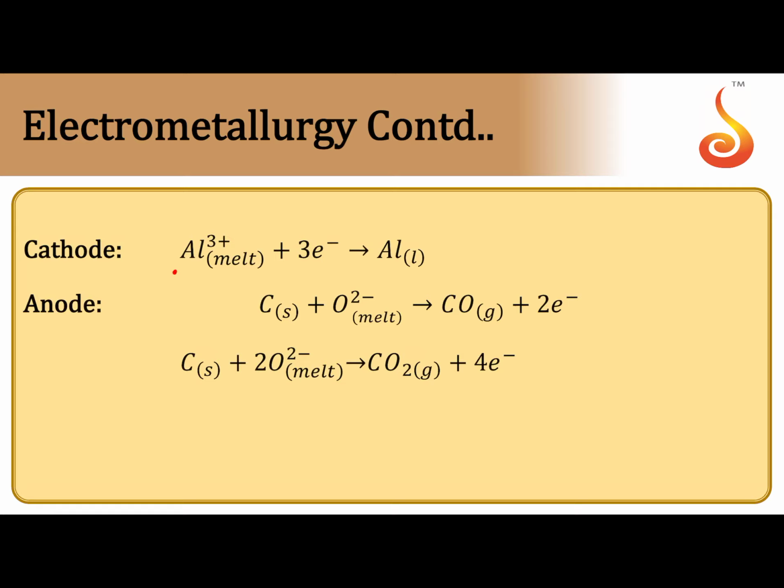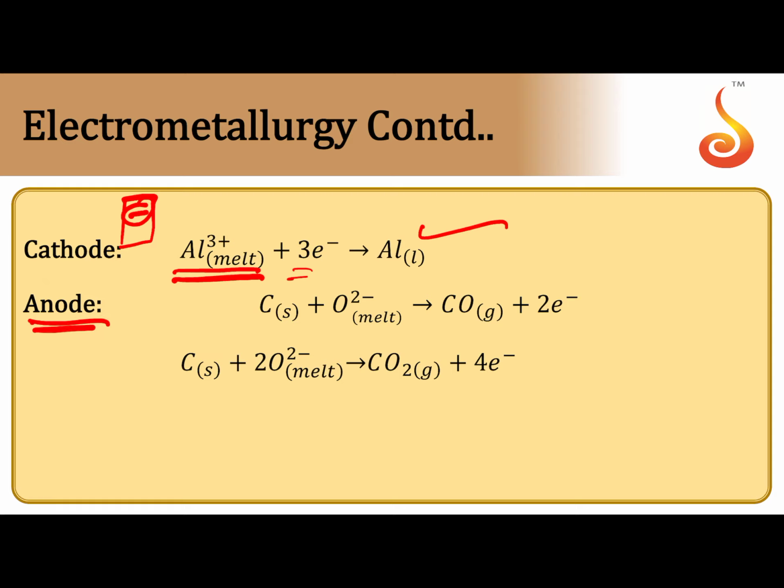In the electrolysis process, at the cathode, Al3+, which is in molten state, takes electrons, because the cathode is the electrode with an excess of electrons. So Al3+ undergoes reduction to give aluminum in molten state that can be removed from the vessel.